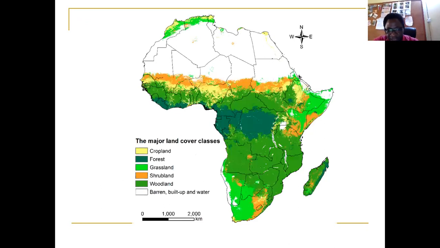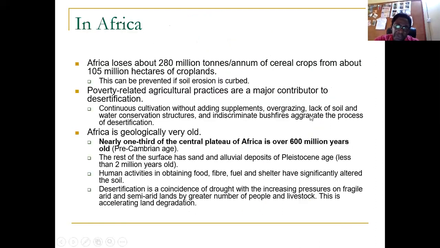And you can see here again, this is another depiction of the areas that are also prone, particularly the shrublands. As you can see, the shrublands are all prone to desertification in Africa. About 200 million tons of crops are lost annually in Africa on over 100 million hectares of cropland, partly because of erosion.